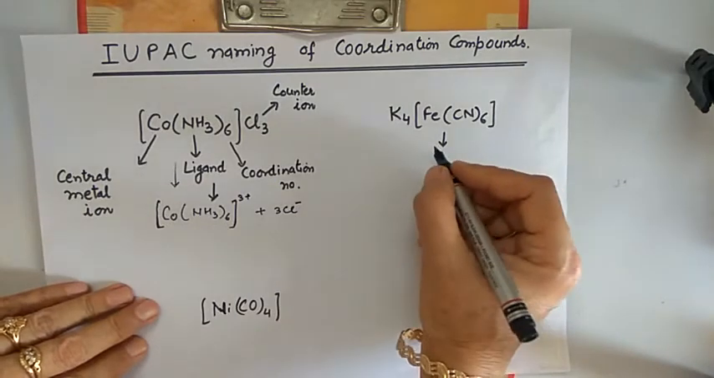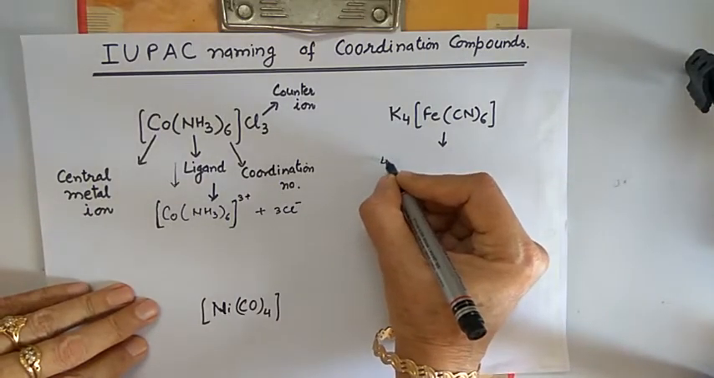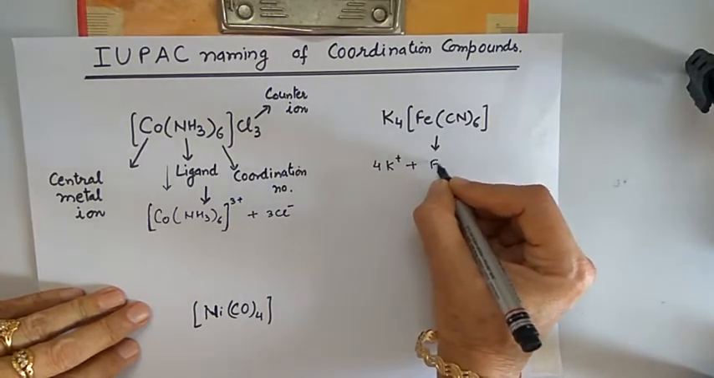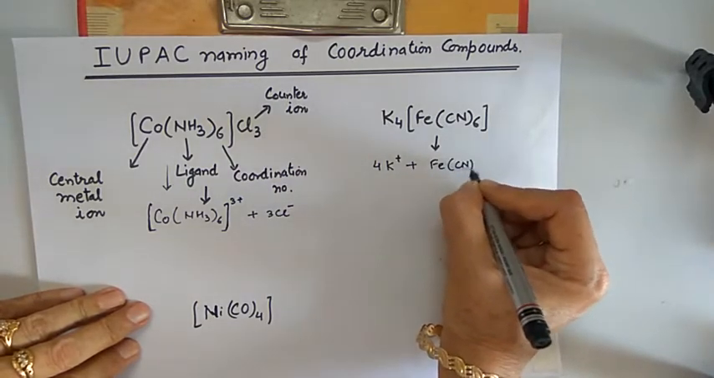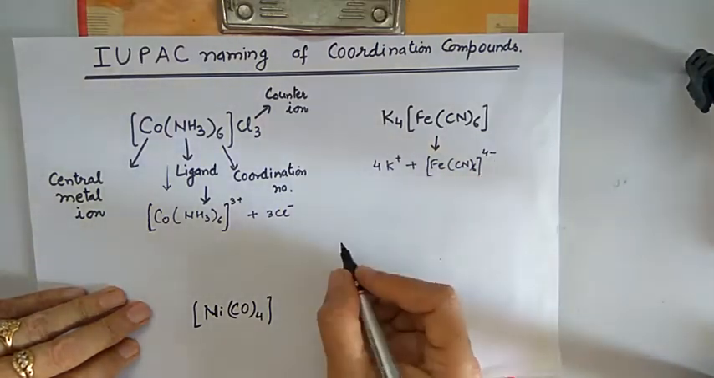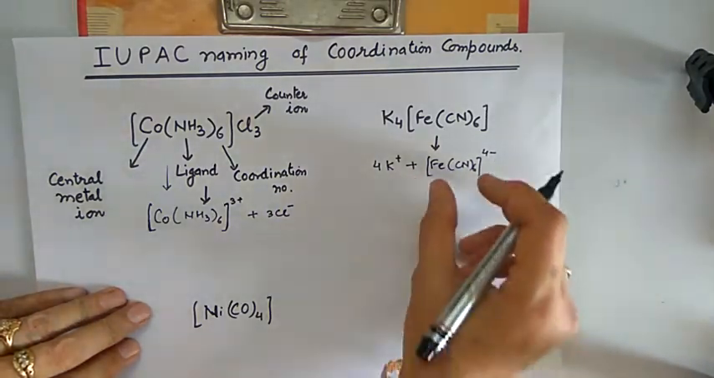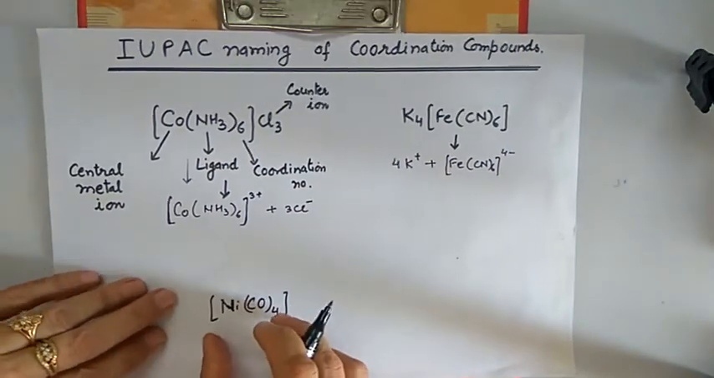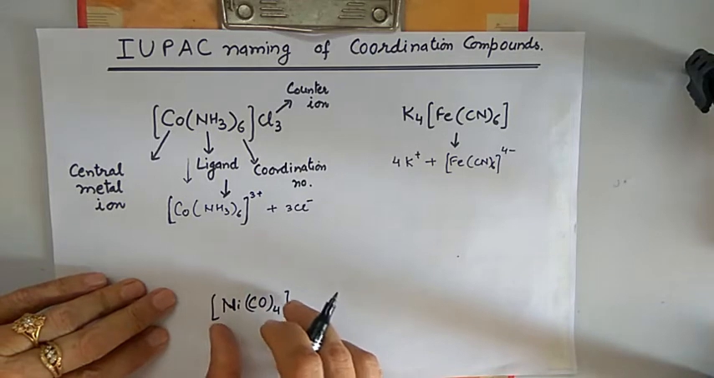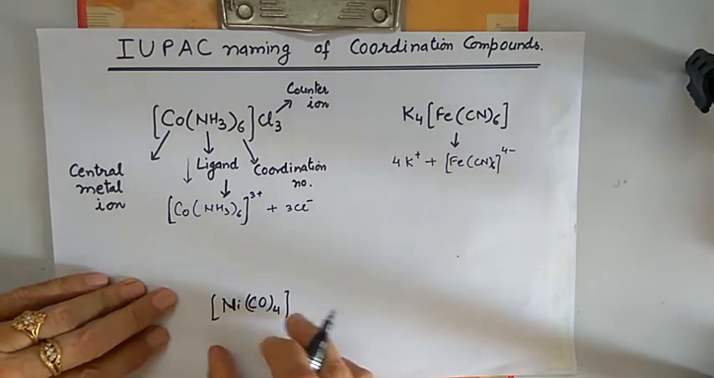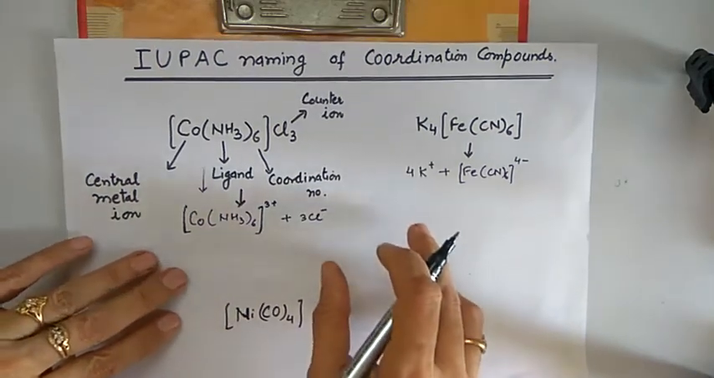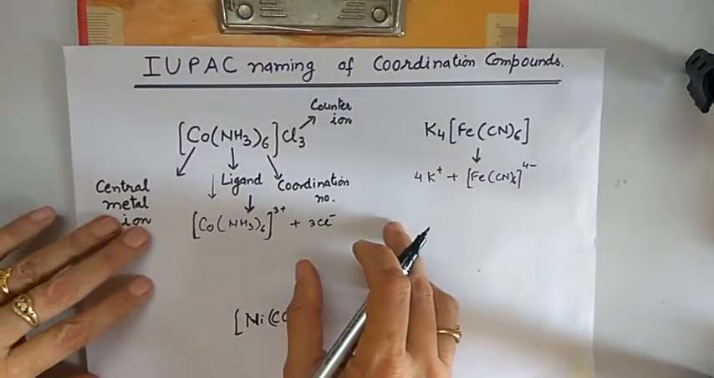Similarly, in this, on ionization, it will give 4K positive plus Fe(CN)6 4 negative. The complex ion is carrying negative charge. And in this nickel carbonyl, it is a neutral complex, it will not ionize. Before I start the naming of compound, let us understand few important points.